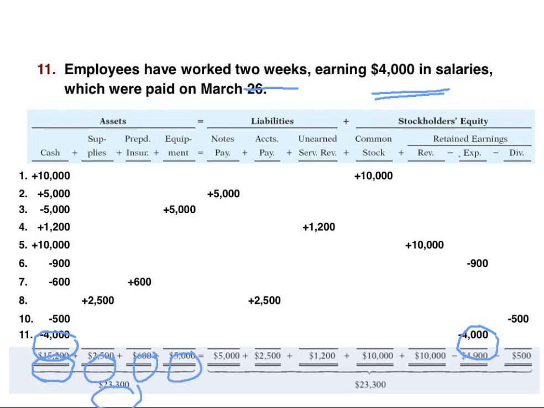On the liability and equity side, 5,000 notes payable, 2,500 unearned service revenue, plus the common stock. Remember the first transaction, the money they put in, plus the money they earned in revenue, minus the expenses they incurred, minus the dividends, 2330. So you see, the balance sheet equation remains balanced. And every transaction was an exchange between two accounts, and the result of that exchange is that the balance sheet equation, assets equals liabilities plus shareholders' equity.